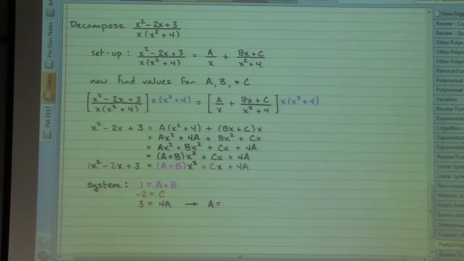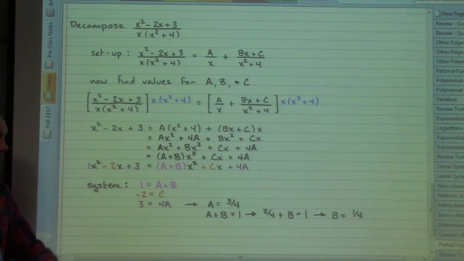a would be equal to 3 over 4. Then that would mean that our equation a plus b equals 1 would become 3 over 4 plus b equals 1. So b would be equal to 1 over 4. So there's our a, there's our b, and as we already said, c is just flat out popping out directly from our established relationships.